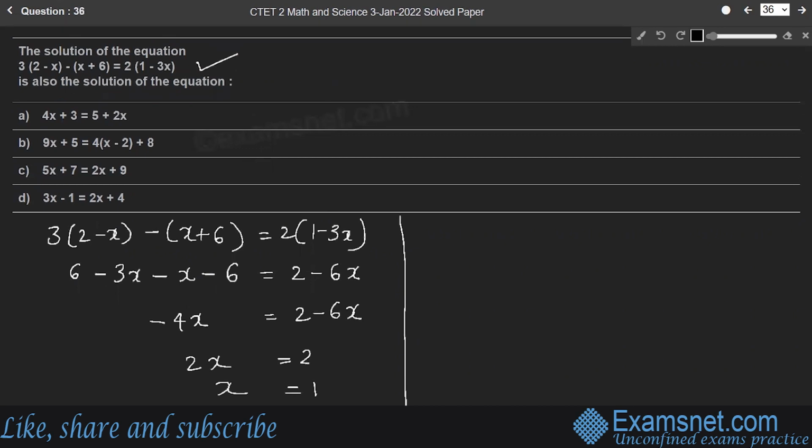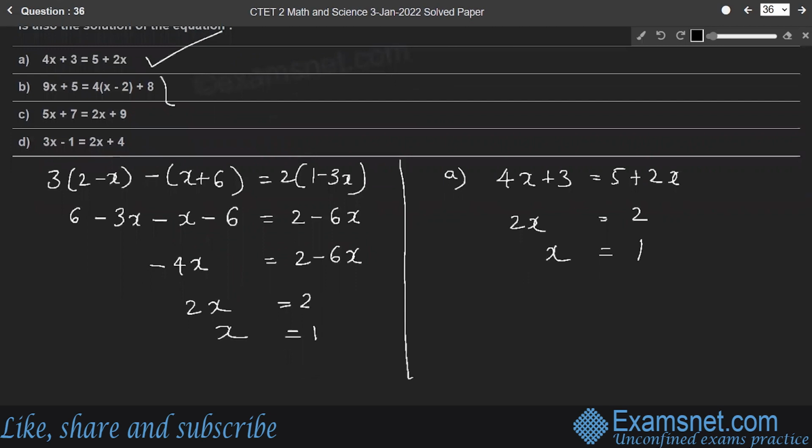In the given options A, B, C, D, A is 4x plus 3 is equal to 5 plus 2x. Let us find the solution. 4x minus 2x is 2x is equal to 5 minus 3, that is 2. Therefore, x is equal to 1. So, x is equal to 1 is also the solution of the given equation. Option A is the right answer. You can check the answers with the other three options also.